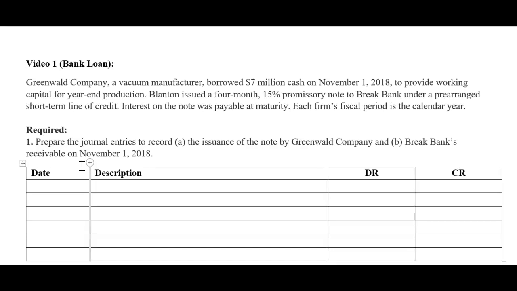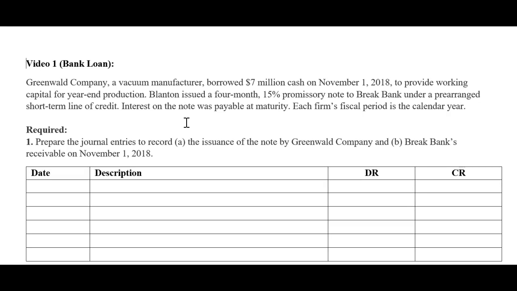Let's look at an example of notes payable. Greenwald Company, a vacuum manufacturer, borrowed $7 million cash on November 1st, 2018 to provide working capital for year-end production. Greenwald issued a 4-month, 15% promissory note to Brant Bank under a prearranged short-term line of credit. Interest on the note is payable at maturity. Each firm's fiscal year is the calendar year.